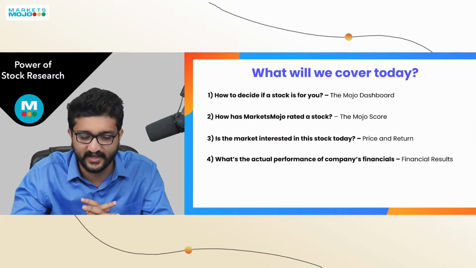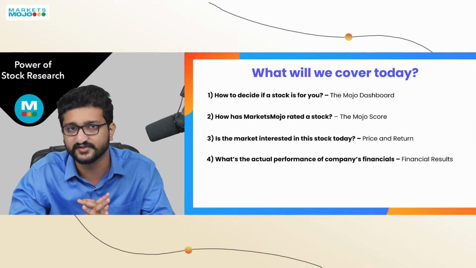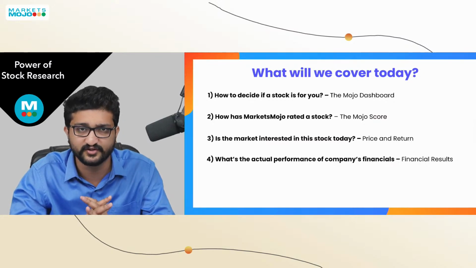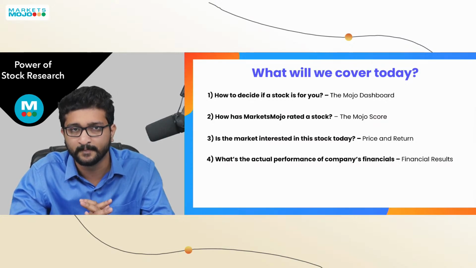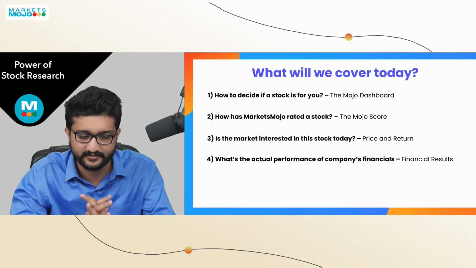The fourth one is, what's the actual performance of the company's financials? We'll be looking at the 4 to 5 financial results that come in from companies. How are the financial results? What does each mean? And is there any particular trend we can identify?